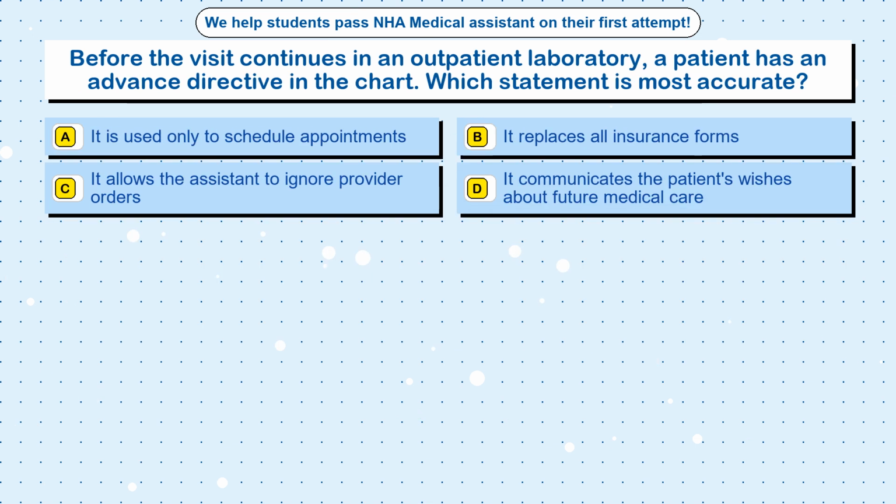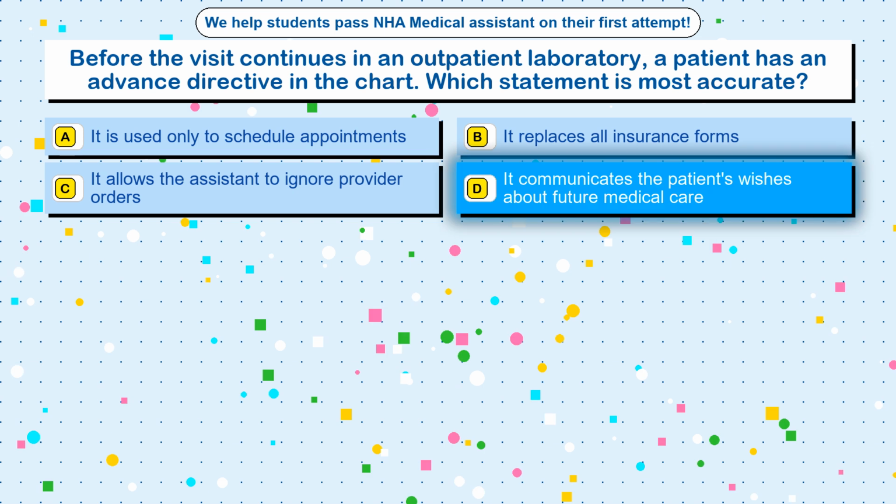Question 86. Before the visit continues in an outpatient laboratory, a patient has an advance directive in the chart. Which statement is most accurate? Option A. It is used only to schedule appointments. Option B. It replaces all insurance forms. Option C. It allows the assistant to ignore provider orders. Option D. It communicates the patient's wishes about future medical care. The correct answer is option D.